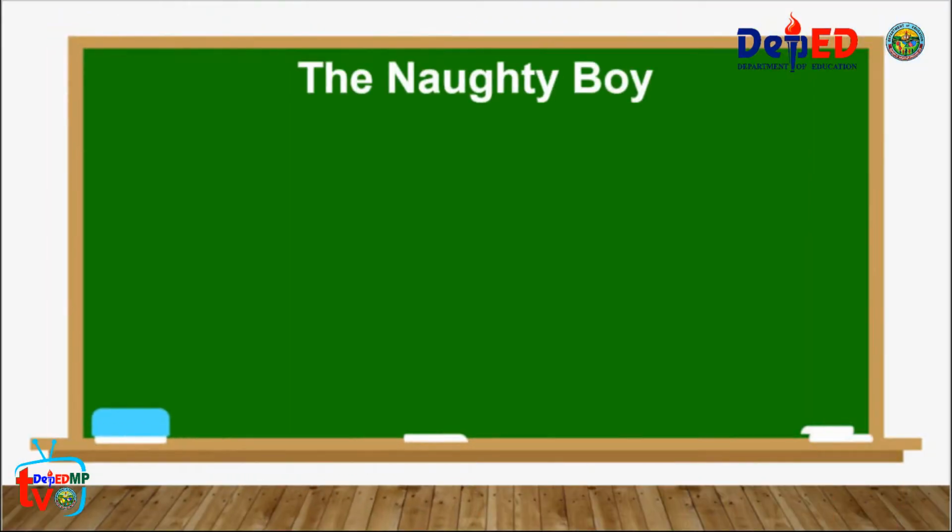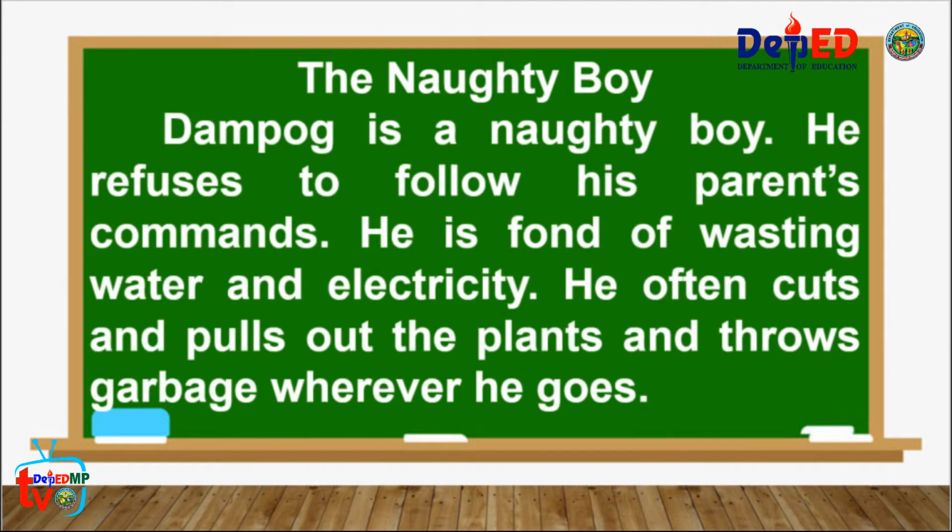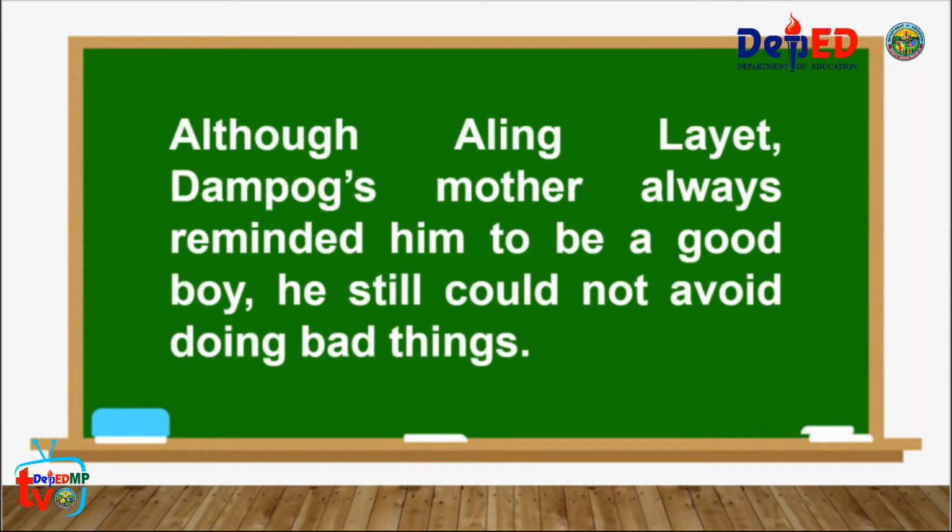Here's the story. The Naughty Boy. Dampog is a naughty boy. He refuses to follow his parents' commands. He's fond of wasting water and electricity. He often cuts and pulls out the plants and throws garbage wherever he goes. Although Aling Layut, Dampog's mother, always reminded him to be a good boy, he still could not avoid doing bad things.